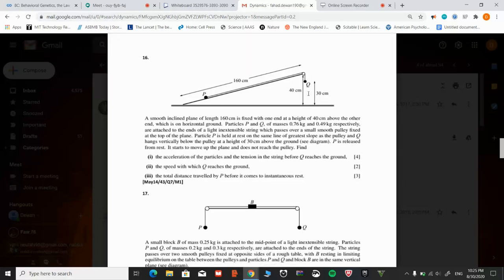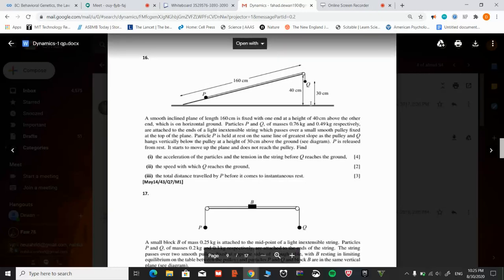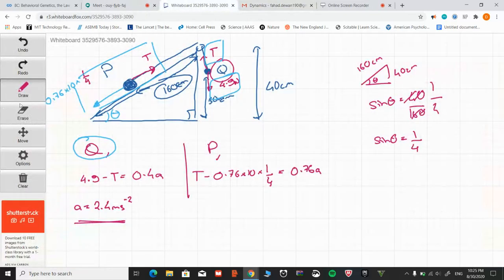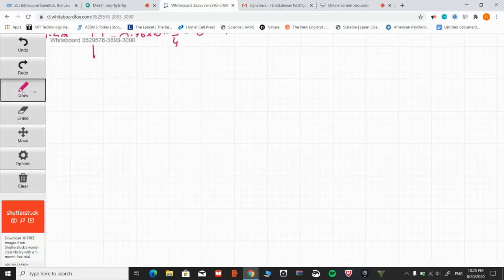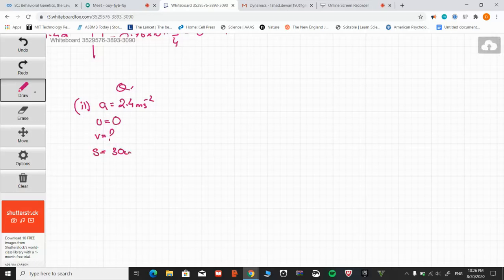Well, we need to talk about the distance, because the distance it is falling is 30 centimeters. So let's keep that in mind. So for part two, what information we have is the particle Q is accelerating at this rate, had an initial speed of 0. We need to find the final speed, and the height fallen, the displacement was 30 centimeters, which is 0.3 meters. Which formula goes with all this information? V square is equals to U square plus twice AS.